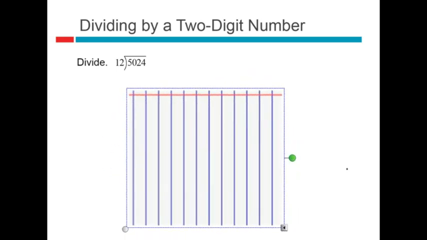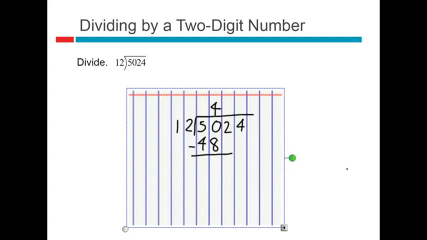And what I'm going to do is write in 5,024. That's 5 thousands, 0 hundreds, 2 tens, and 4 ones. And we're going to divide that by 12. That's 1 ten and 2 ones. Now, 12 does not divide 5 evenly, but 12 goes into 50. 50 divided by 12, that's close to 48 divided by 12. So 48 divided by 12 is 4. So 12 times 4 is 48.